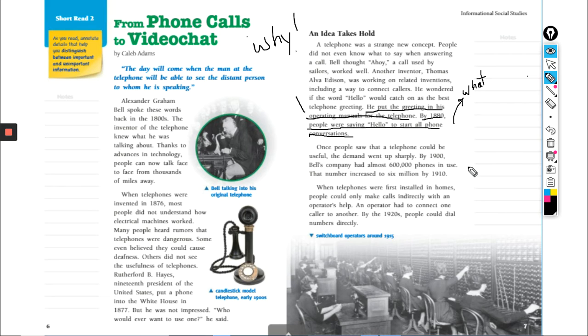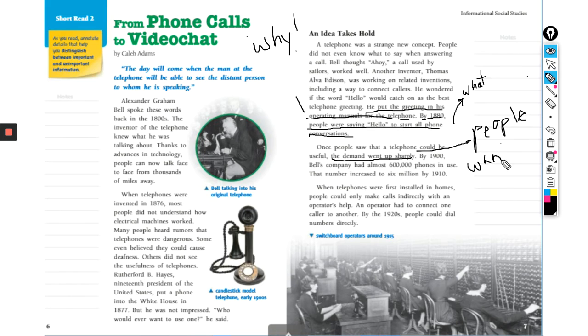Once people saw that a telephone could be useful, the demand went up sharply. So why did the demand go up sharply? Do we have an understanding? Yeah, so this is our effect right here. This is what's happening. We know the demand went up sharply. That means that people, Miss Ruby's handwriting looks bad again.